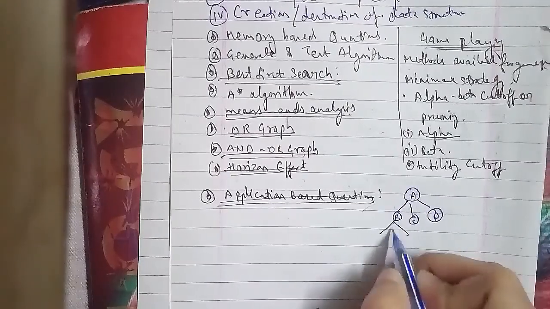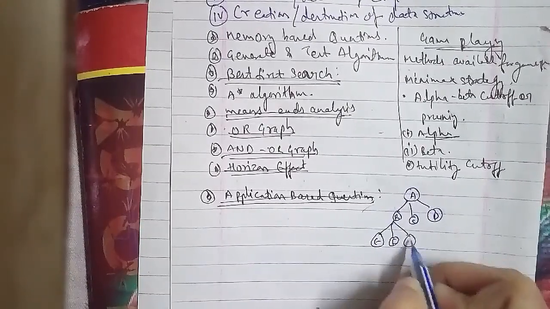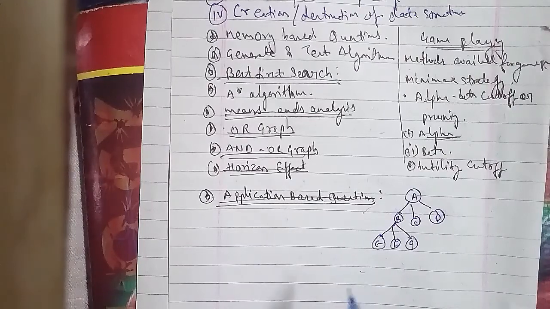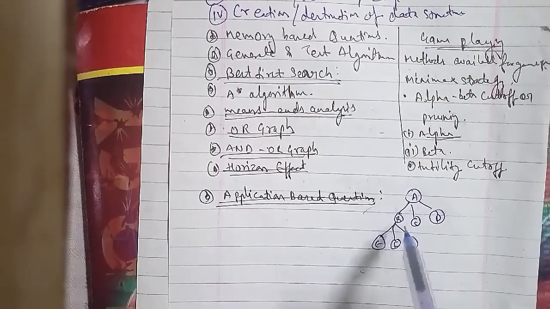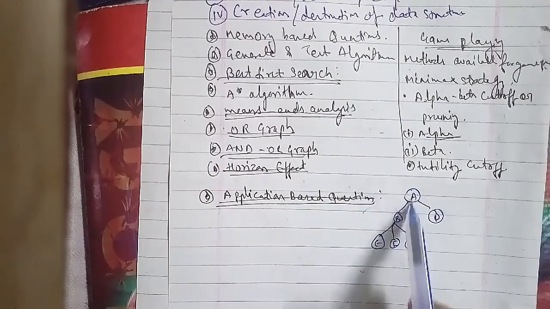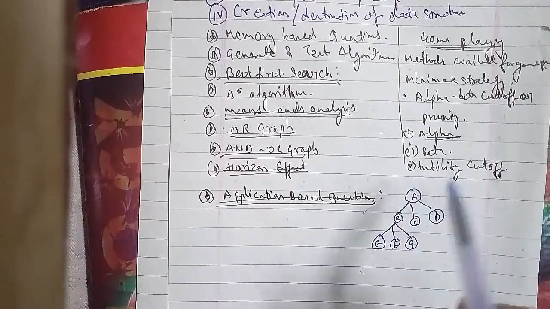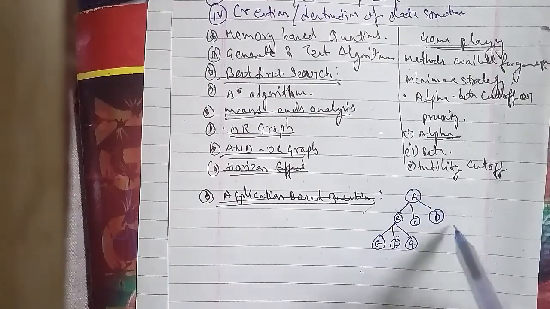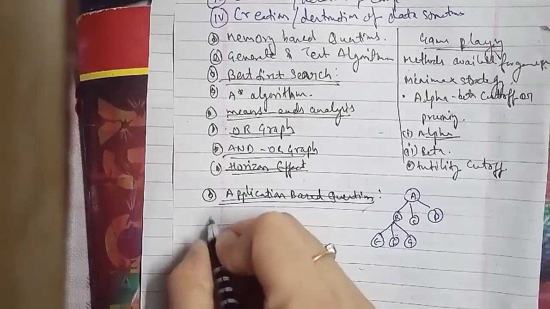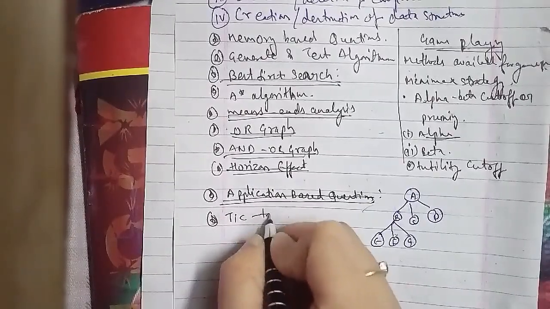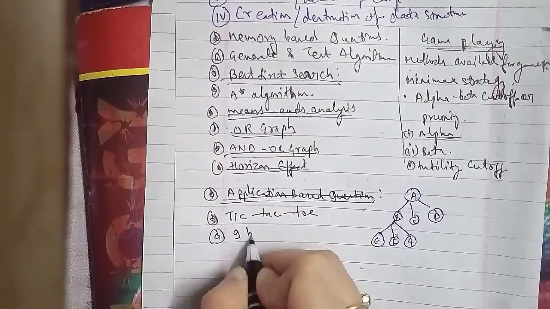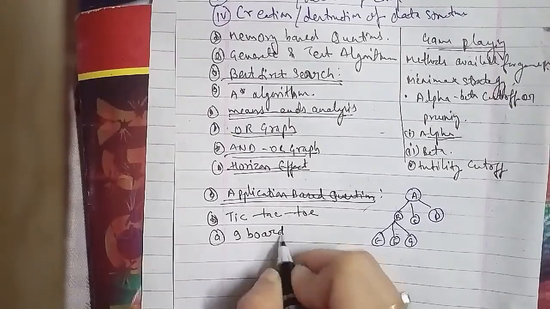Now the next question is to depict the tic-tac-toe problem. For the nine board position we use tic-tac-toe, and here we have positions 1, 2, 3, 4, 5, 6, 7, 8, and 9. So this is the nine board position that we have represented here.